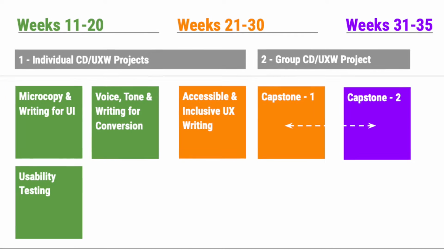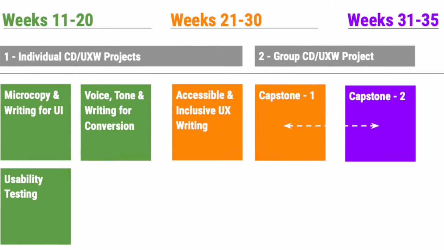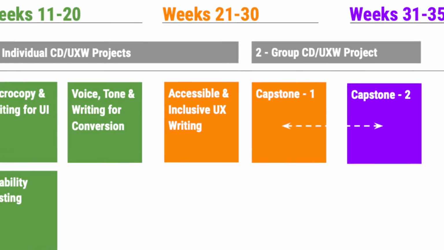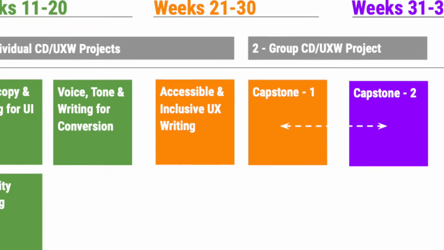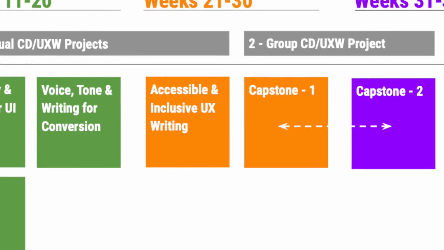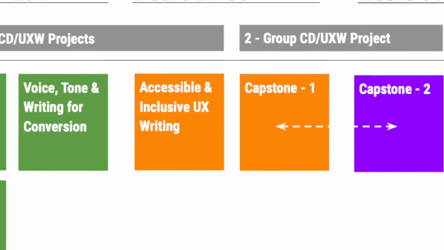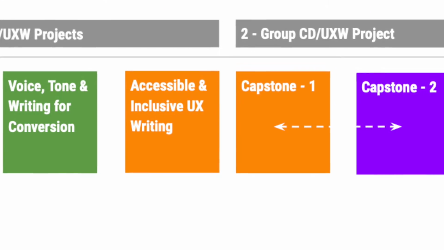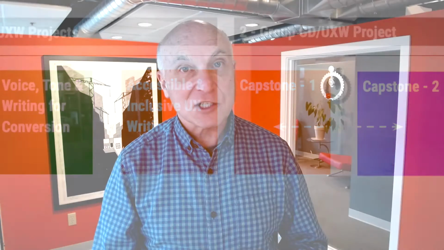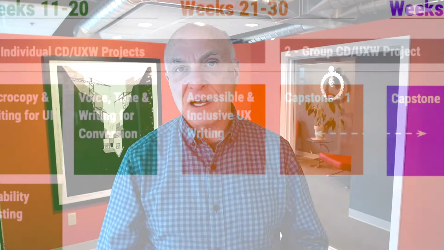Moving into weeks 21 through 30, the first writing class you'll take is Accessible and Inclusive UX Writing. Now, I probably don't have to tell anyone that there's been much more emphasis in recent years on making sure that what we design and what we write speaks to all audiences and isn't biased in any way.